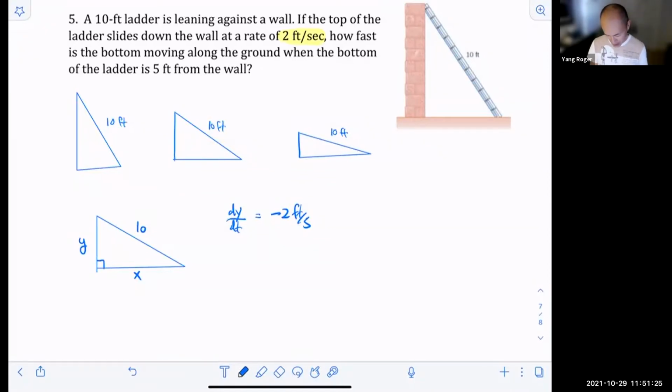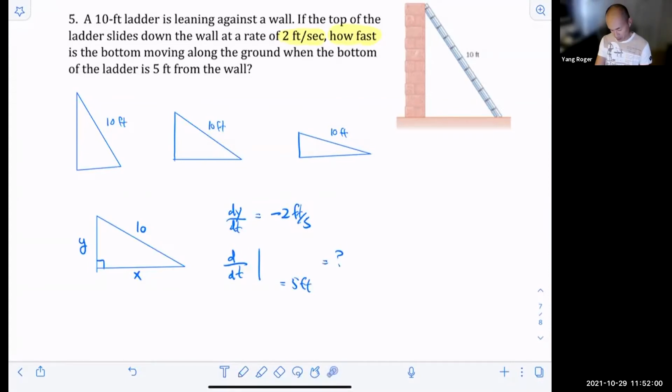What else do they say, Tommy? They want to know how fast. Once you see this word, how fast, that means they're looking for a rate. Now, this is a related rates problem, so we're always looking for a rate. But how fast is the bottom moving along the ground when the bottom of the ladder is 5 feet from the wall? How do I express this question? It should be d something dt when something is equal to 5 feet. That's what we're looking for.